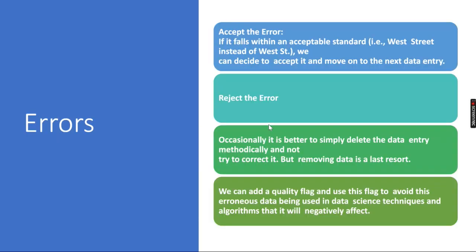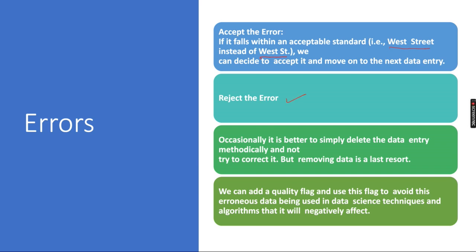So errors, what are errors? If we have errors in our data, the first option is to accept the error. If it falls within the acceptable standard, then we can accept the error, for example West Street instead of West ST. So what we can decide is whether to keep it or remove it. In this case we can accept the error because West Street and West ST both have the same meaning.